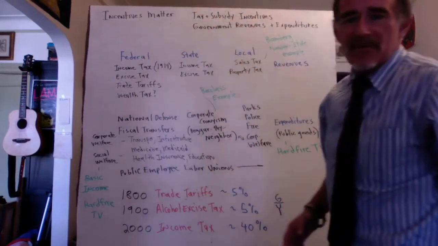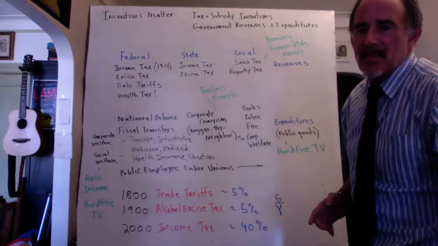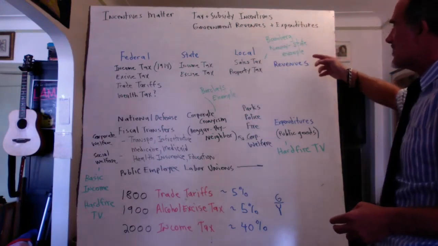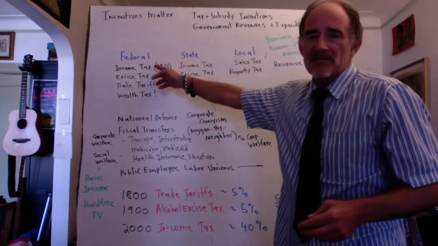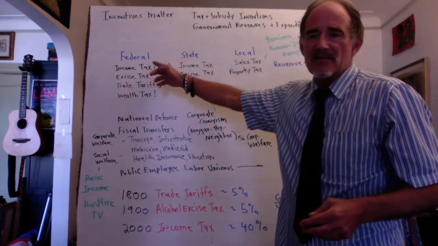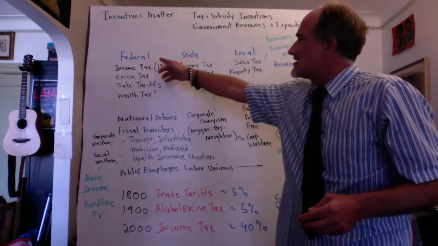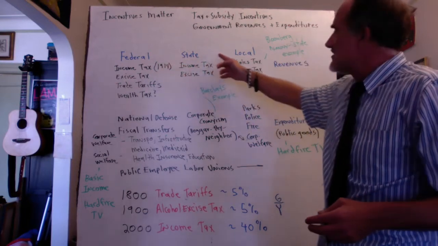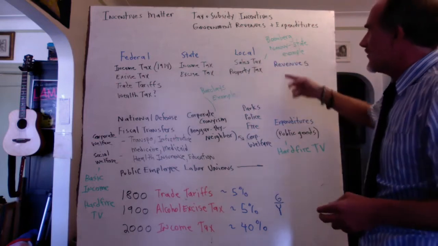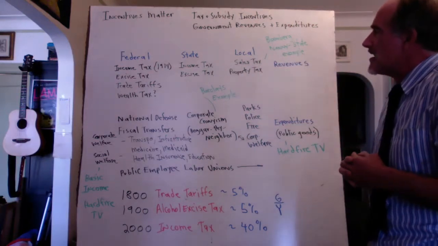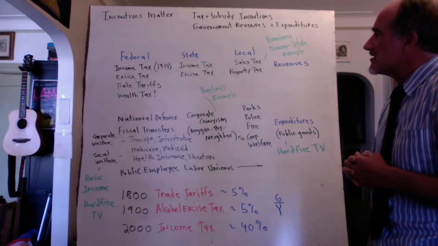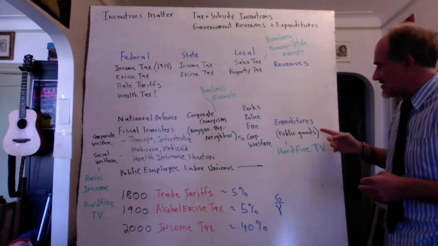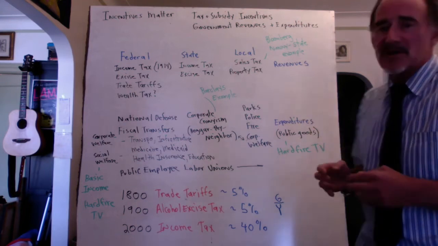Okay, so what we're going to look at is, again, government revenues and expenditures. So we're looking at the federal level in the United States, the nation state level, then the states, 50 states in the United States, and then the local or city level, revenues and expenditures. So we'll start with the expenditures, which are supposed to be for public goods.